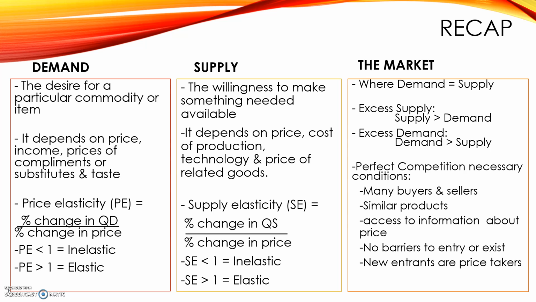The market. Market equilibrium. This is where demand equals supply. Excess supply: supply is greater than demand, and excess demand is greater than supply. Perfect competition. Necessary conditions include many buyers and sellers, similar products, access to information about price, no barriers to entry or exit, and new entrants or price takers.